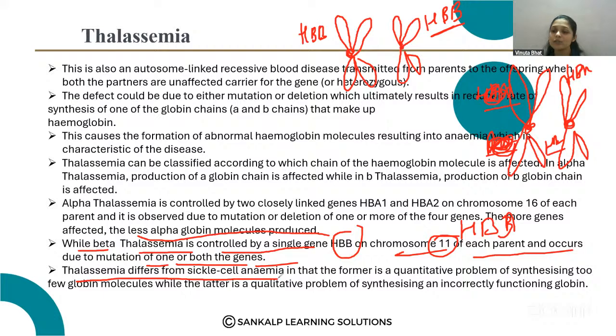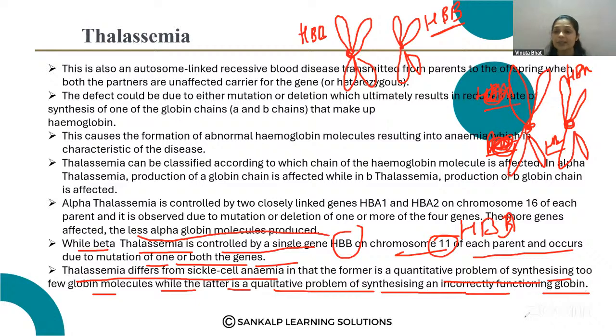Sickle cell anemia is also a blood disease, right? Thalassemia is also a blood disease. But in that, the former is the quantitative problem of synthesizing too few globin molecules, while the latter is the qualitative problem of synthesizing the incorrectly functioning globin.